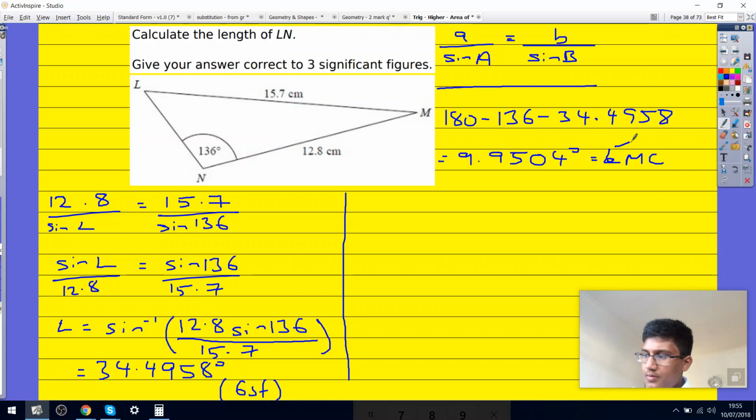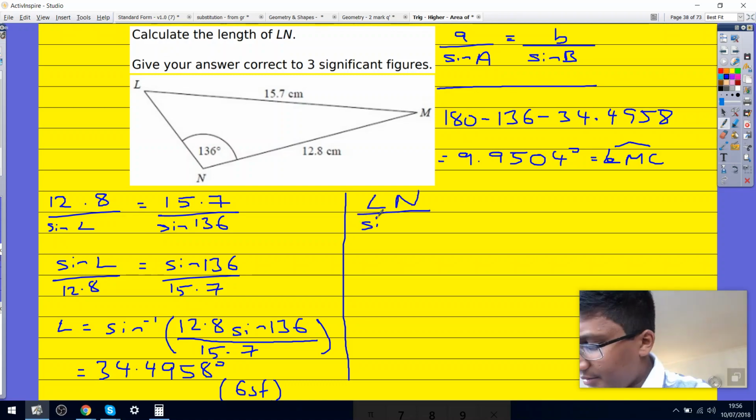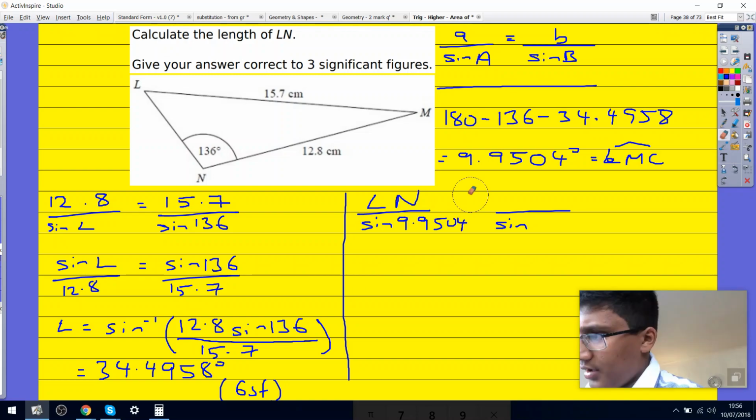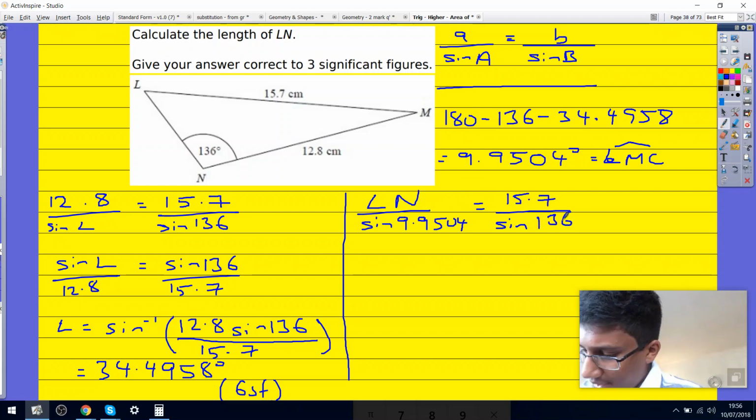So now we want the side, so we just have A over sine A equals B over sine B. And then we have the A being x, so we could have x over sine 9.504 equals 15.7 over sine 136. So x is 15.7 sine 9.504 over sine 136.